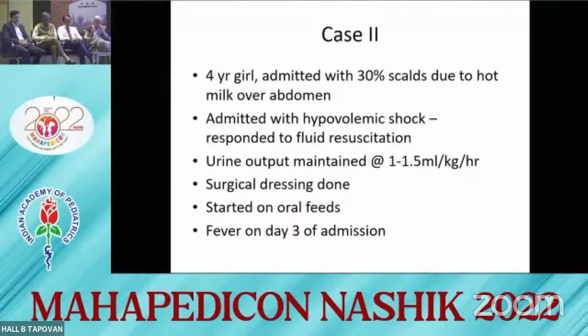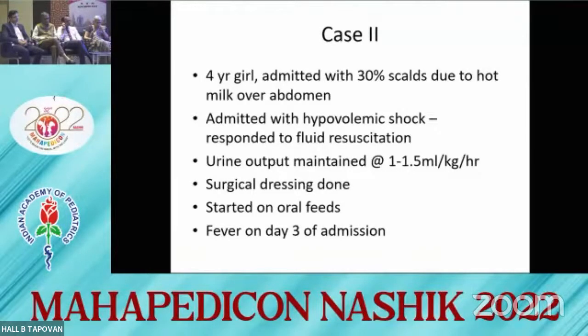So let's come to the next case. This is a 4-year-old girl who was around 15 days back admitted with us, referred for 30% scars due to hot milk over the abdomen. The child was admitted with hypovolemic shock, received fluids, and responded at that time. Urine output was maintained at 1 to 1.5 ml per kg per hour. Surgical dressings were done twice. She was started on oral feeds.